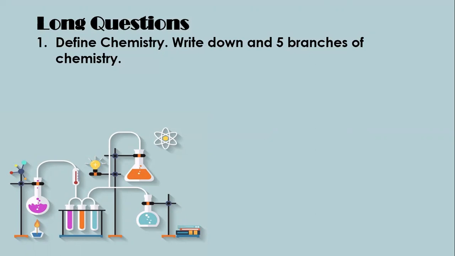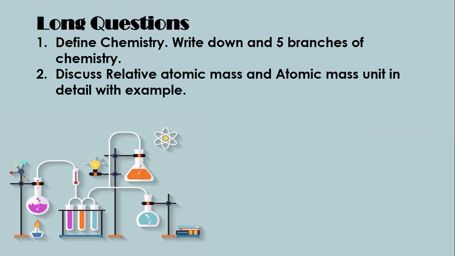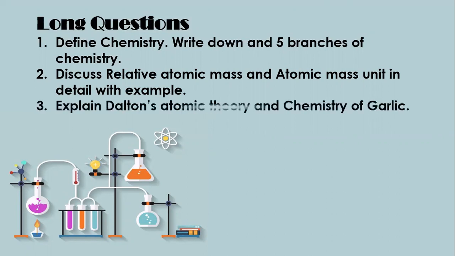The first long question is define chemistry. Write down any 5 branches of chemistry. For each branch of chemistry, you have to write a separate heading. Similarly, the second long question is discuss relative atomic mass and atomic mass unit in detail with example. Explain Dalton's atomic theory and chemistry of garlic. You have to write both of these topics in detail, providing different headings.